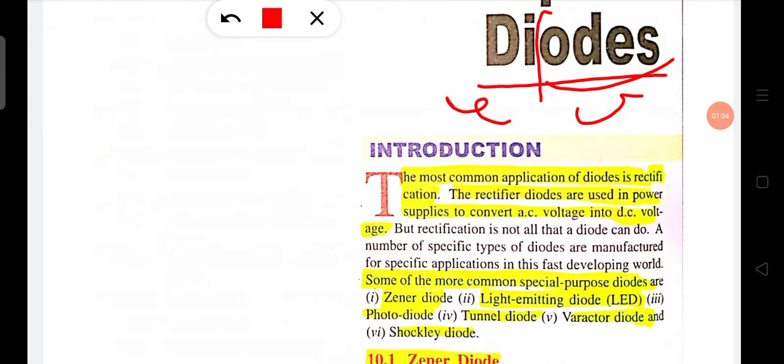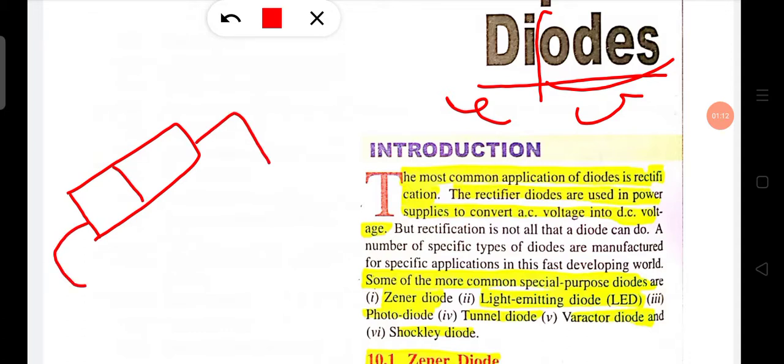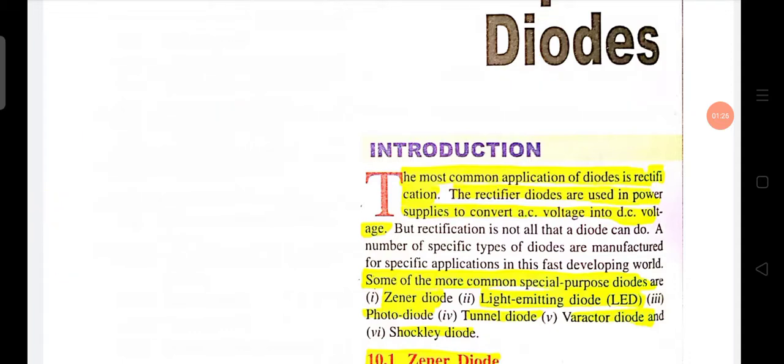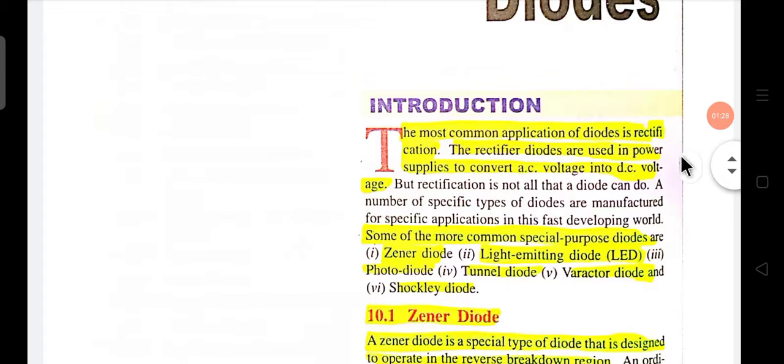That means in previous classes we discussed the p-n junction. That is also called a p-n diode, because it has two electrodes. This is the p-type electrode and this is the n-type electrode. This is the p-n junction.